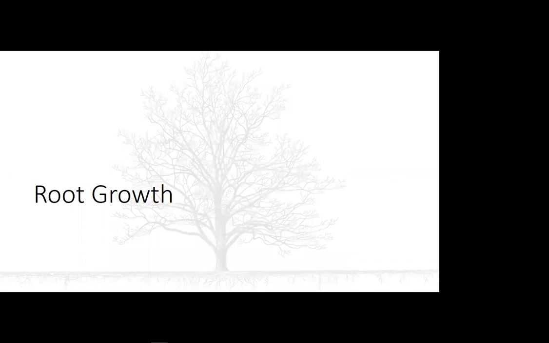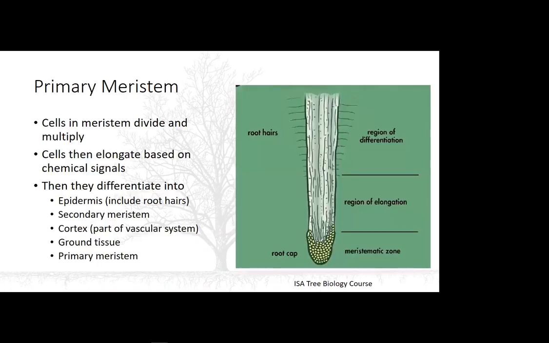Speaking about roots, let's talk a little bit about root growth, because it's a little different than trunk growth, mainly because roots don't really have to contend with gravity, but they do have to contend with soil. So the picture on the right shows the growing part of the root. Again, just as with the others, you have primary meristem in the roots. That's in the meristematic zone. This is what's making new cells. And those cells then elongate based on chemical signals. And that's really important, because as that root elongates, it's got to push against the soil.